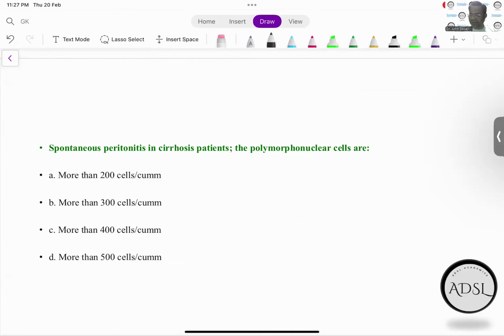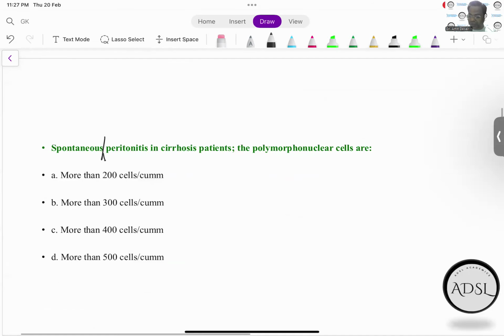Spontaneous peritonitis. Now, when they are talking about spontaneous peritonitis, they are basically talking about spontaneous bacterial peritonitis. In a cirrhosis patient, the polymorphonuclear cells are... Okay, so they want us to tell them how many polymorphonuclear cells, PMN cells, should be there to diagnose a spontaneous bacterial peritonitis.